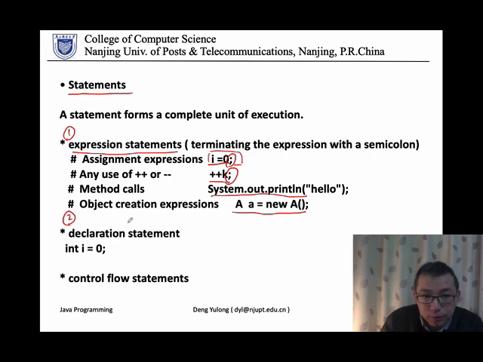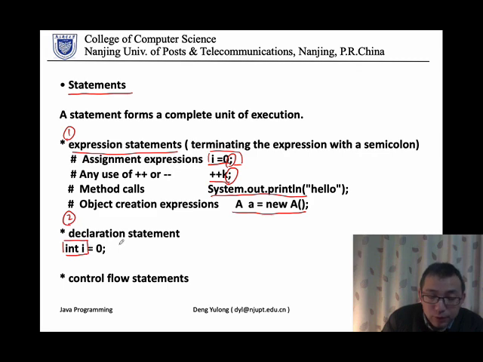The next type of statement is the declaration statement. That means we can define a variable. Maybe it's a primitive type of data. Maybe it's a reference type.